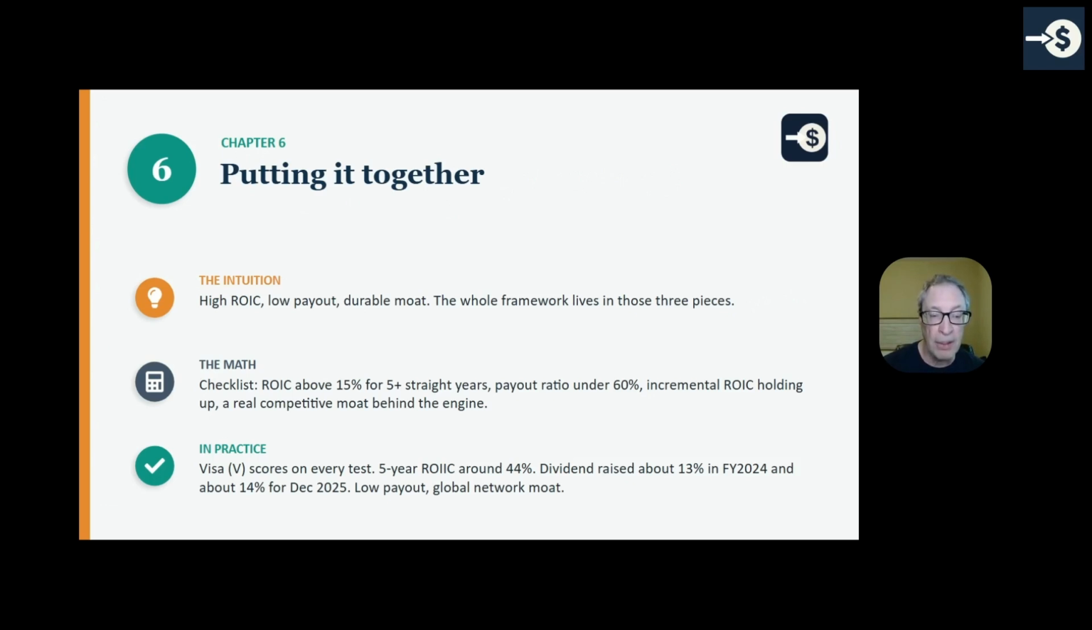It's a global payments network with massive scale, and it has a real moat, the kind of engine that turns reinvestment dollars into rising dividends without breaking a sweat. So the conclusion I would come to about Visa is a high ROIC, a low payout, durable business. And that is a trick. And once you see it, you can't unsee it. And those are the kinds of things that we want to look at.